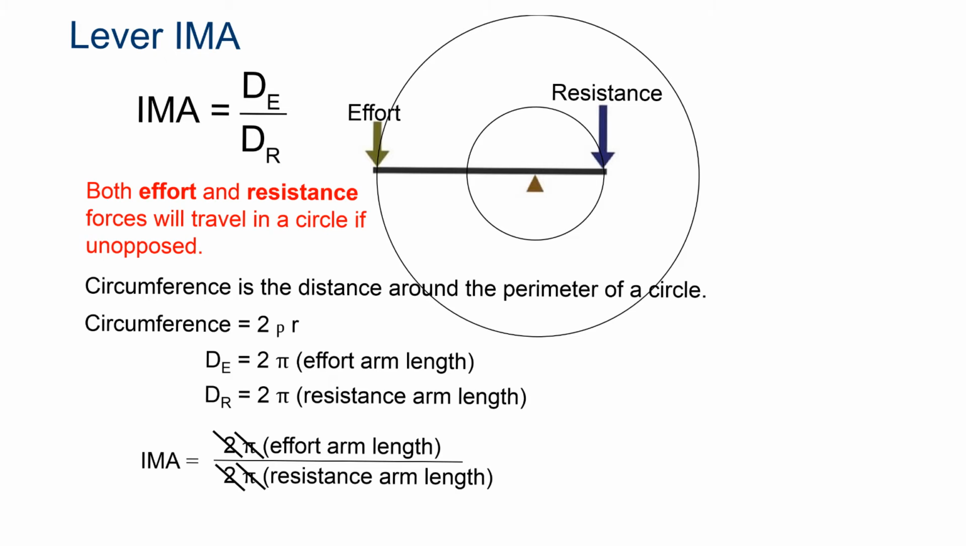So our effort distance is going to be the circumference of that circle, and the circumference of the circle is 2 pi r. So it's going to be 2 pi times the length of that lever arm. And the same thing for the resistance, because if you push this down, the resistance is going to go around like that, in a circle as well, so its distance would be the circumference of that circle. The nice thing when you do this is the 2 pi's cancel, so the ideal mechanical advantage just ends up being the arm length for the effort divided by the resistance length. Does that make sense to everybody?